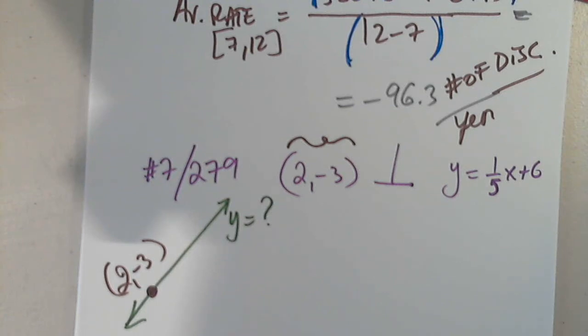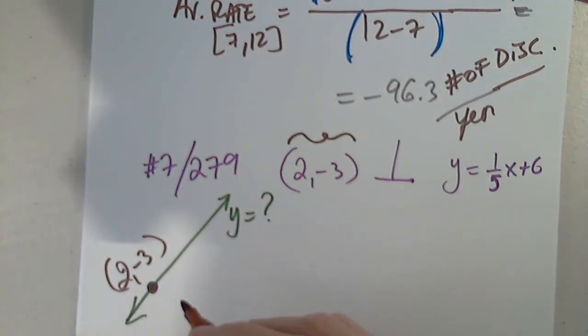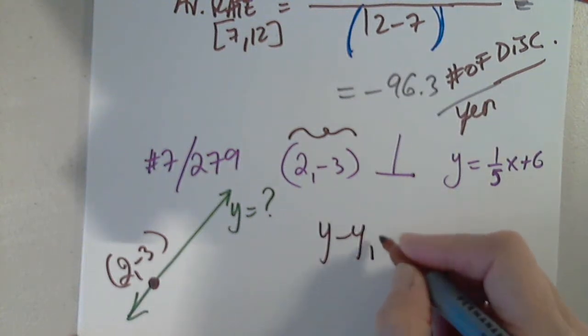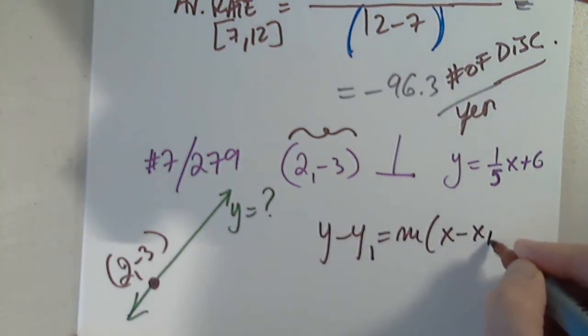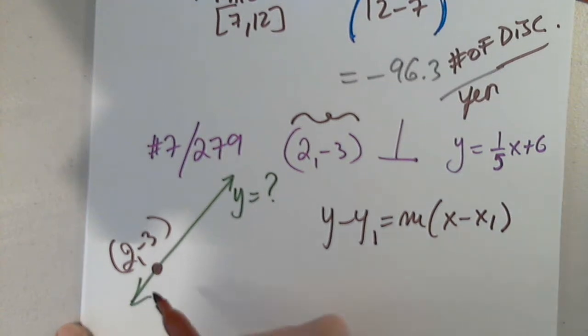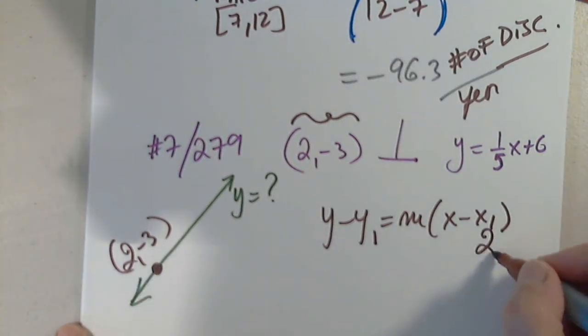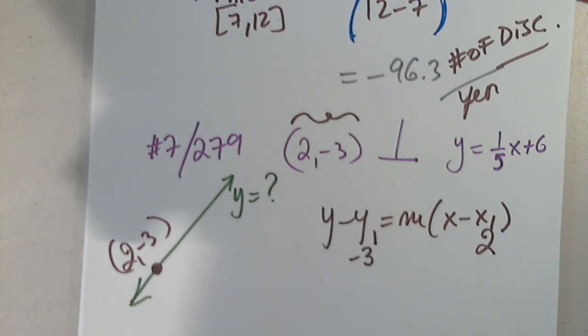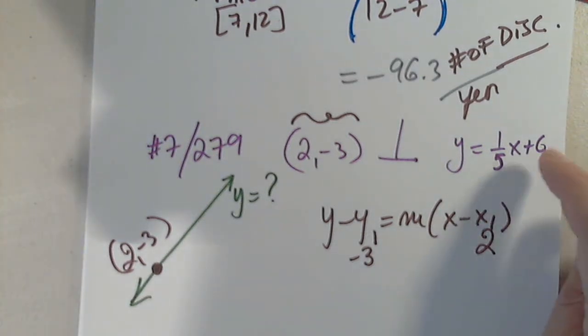Which automatically tells me that I can write on the side y minus y1 equals the slope times x minus x1, where it's guaranteed that x1 is 2 and y1 is -3. Okay, moving on to the second half.